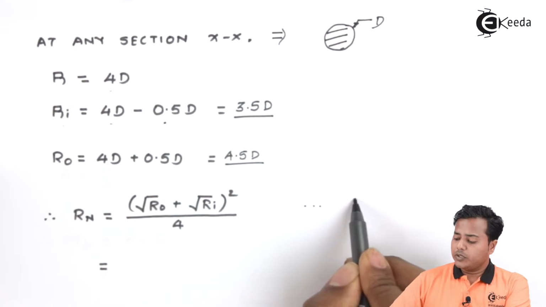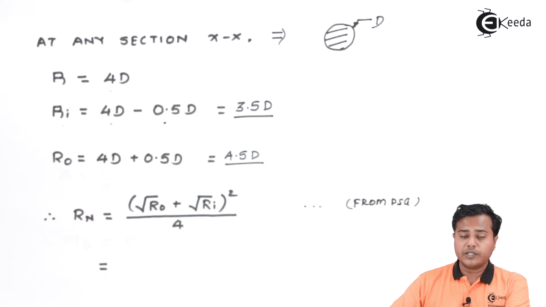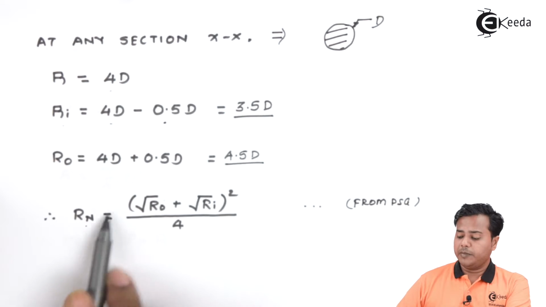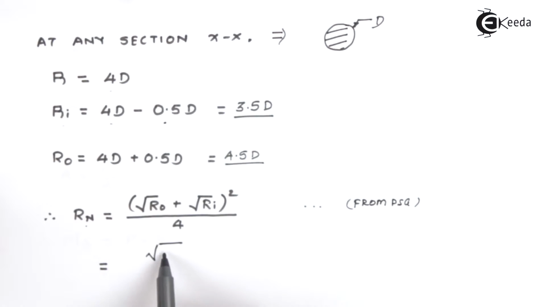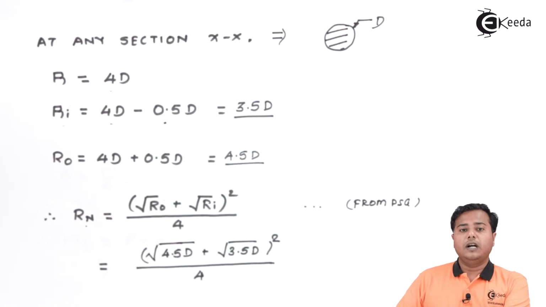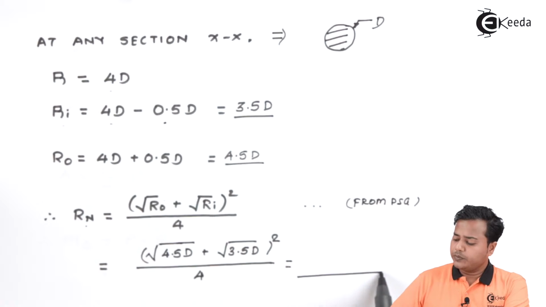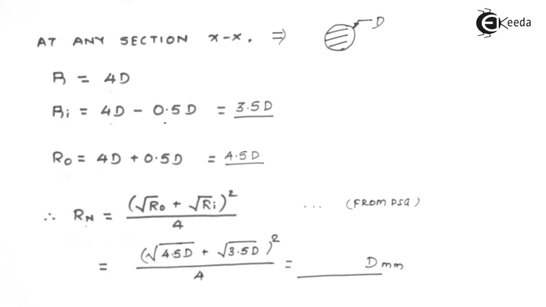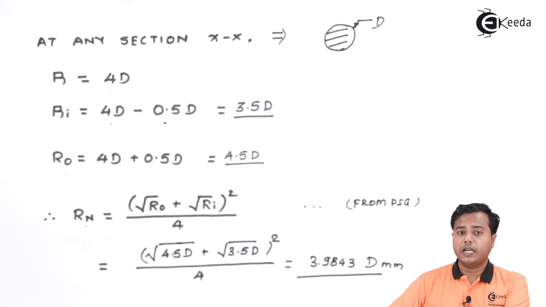Now, from the PSG design data book, we can easily figure out that for the circular cross section, the neutral axis radius Rn can be given by this particular formula. Let's substitute the values. After evaluating this expression, we will get the value of Rn equal to somewhere around 3.9843 times the diameter D.